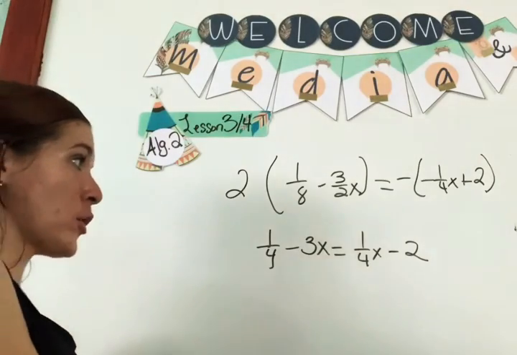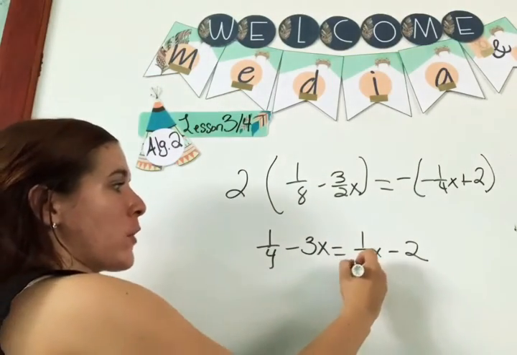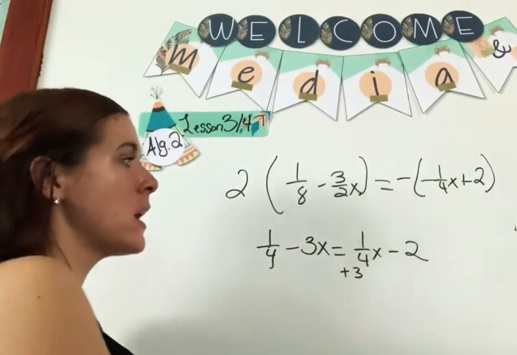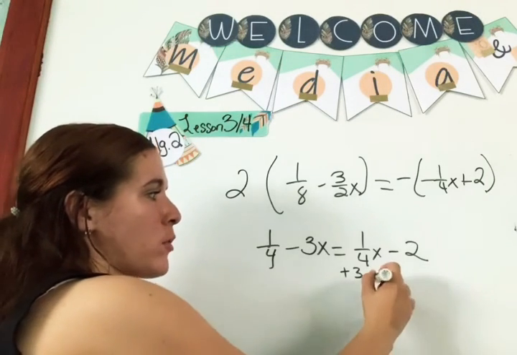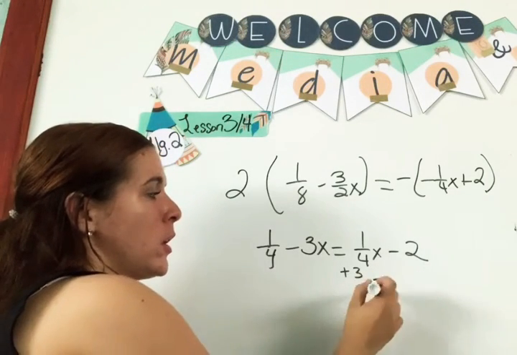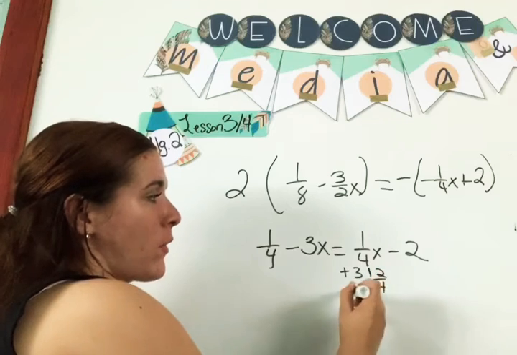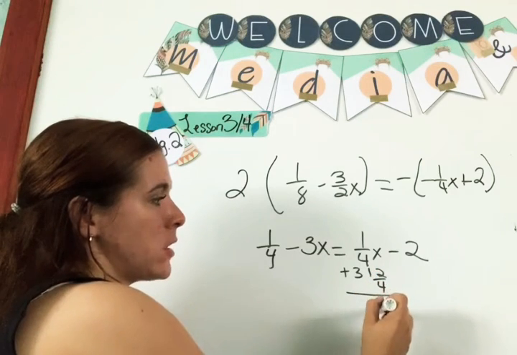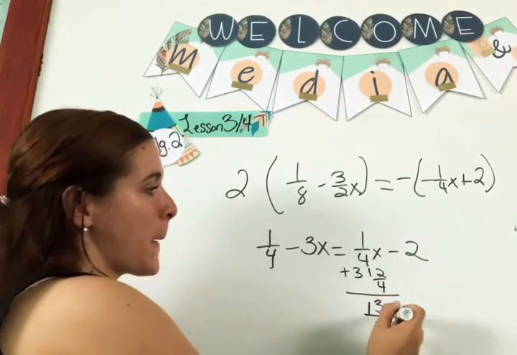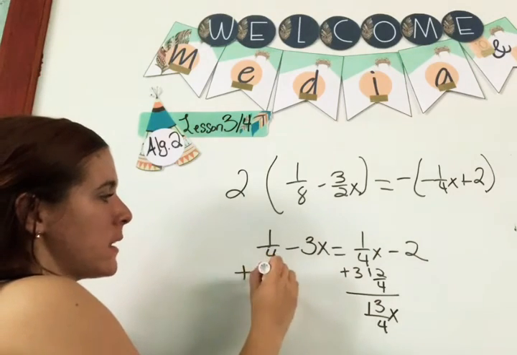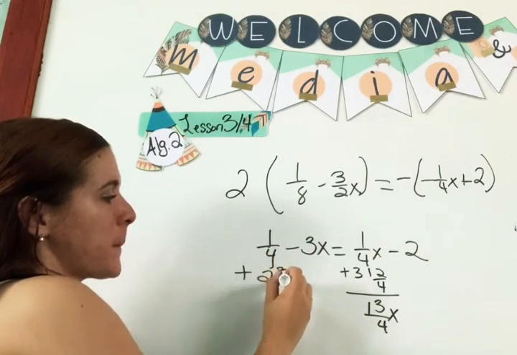Okay, so let's combine the x's. We'll add a 3 over here. When we add that 3, let's just make the common denominator right now, which is 4. 3 times 4 is 12, so it's going to be 12 over 4 for that one. So that's 13 over 4x plus 2 on this side. That's 8 over 4, right?